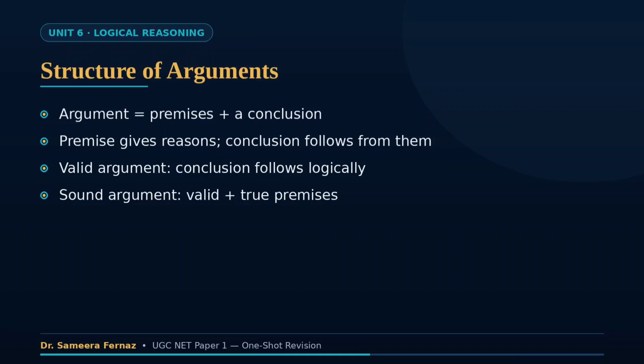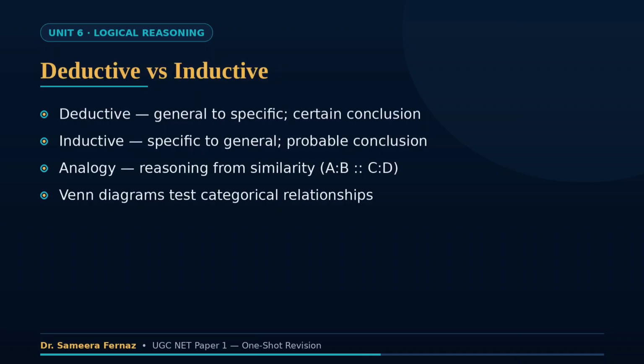Unit 6, Logical Reasoning. Both Western and Indian logic, let's go. Structure of arguments. Every argument has two parts, premises and a conclusion. The premises give the reason. The conclusion follows from them. If the conclusion truly follows, the argument is valid. And if it is valid with true premises, then it is sound.